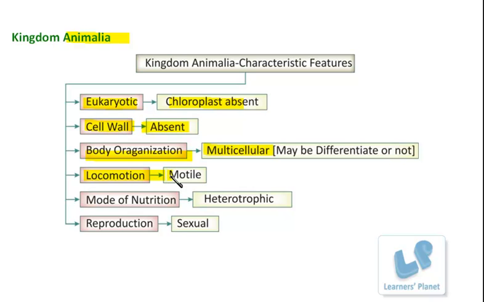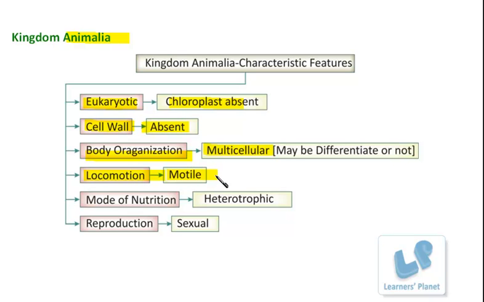These organisms are usually motile. So if they have to be motile, that means they can move from one place to another. In that case, they must have a well developed system for that, or specific parts for the process of movement. In some organisms, motility may not be present.